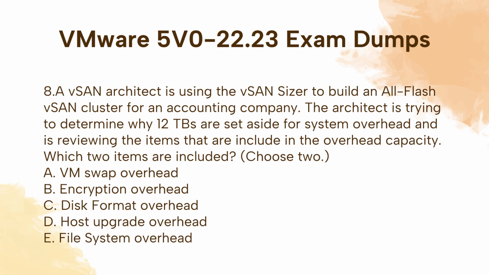8. A vSAN architect is using the vSAN Sizer to build an all-flash vSAN cluster for an accounting company. The architect is trying to determine why 12 TBs are set aside for system overhead and is reviewing the items that are included in the overhead capacity. Which two items are included? Choose 2. A. VM swap overhead. B. Encryption overhead. C. Disk format overhead. D. Host upgrade overhead. E. File system overhead.